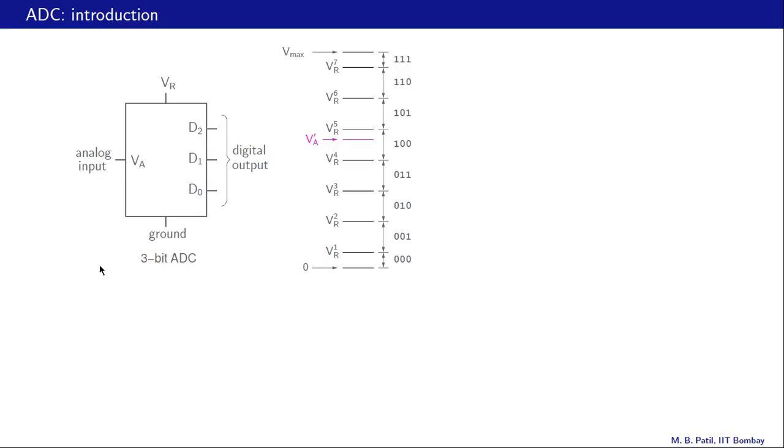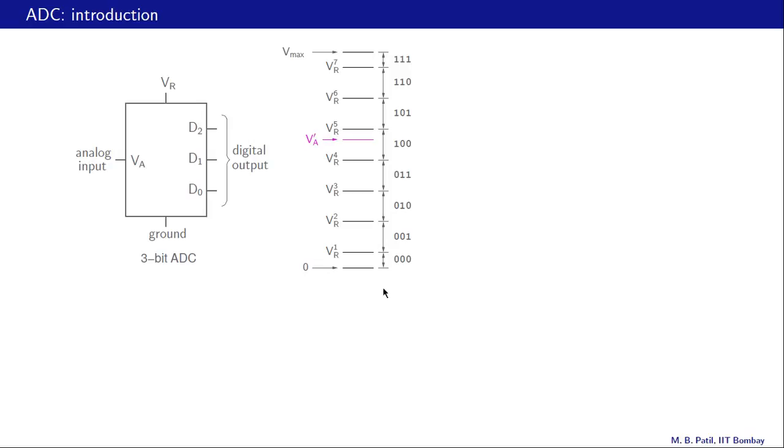We will now discuss analog to digital conversion, and let's take this example of a 3-bit ADC, analog to digital converter. Here is the analog input, which we will denote by VA, and this is the digital output. Since it's a 3-bit ADC, we have 3 bits here, D2, D1, D0. This is the MSB and that is the LSB. Apart from that, this ADC has 2 additional pins, ground and a reference voltage.